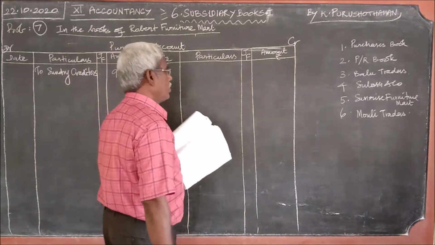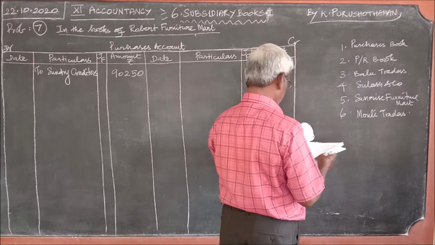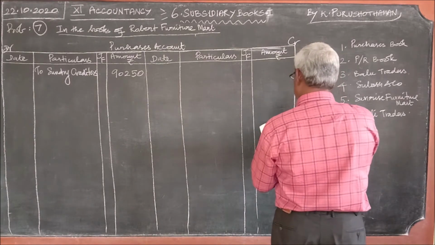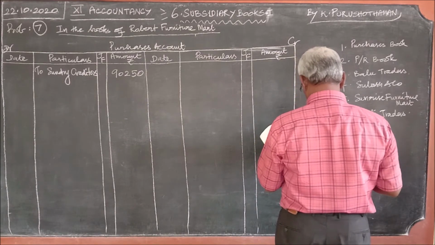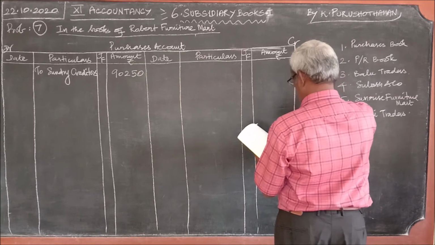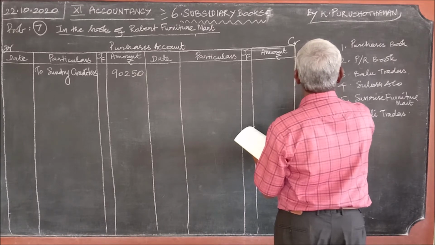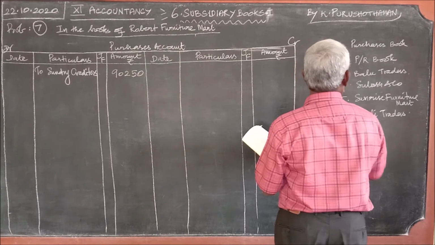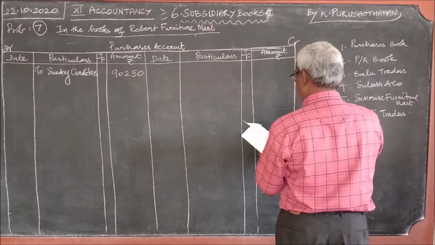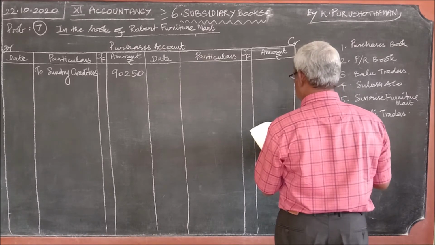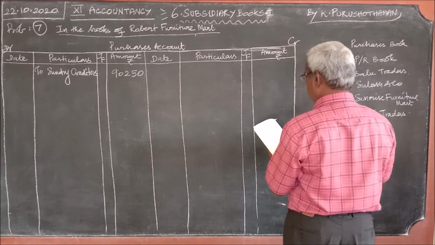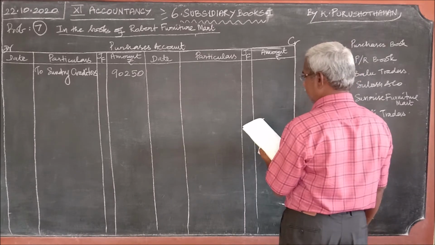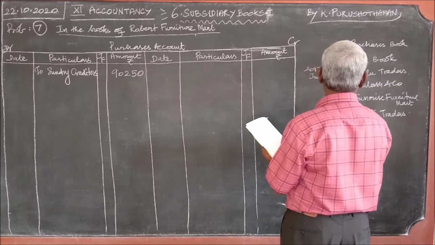Here you may have a doubt. For Balu Traders, the date will be 2017 June 1st, Subhash and Co, June 13, Sunrise Furniture Mart, 24th, then Mauli Traders, 27.